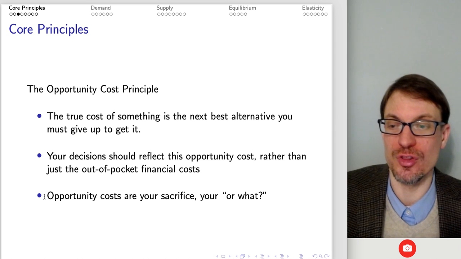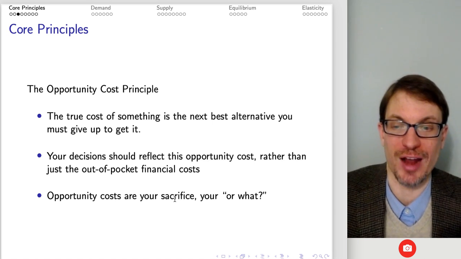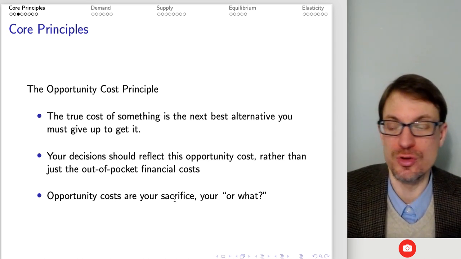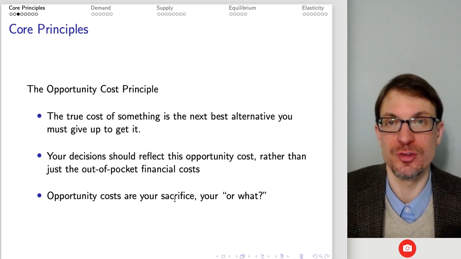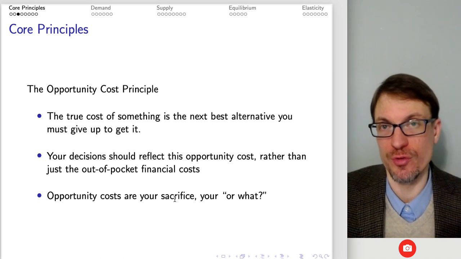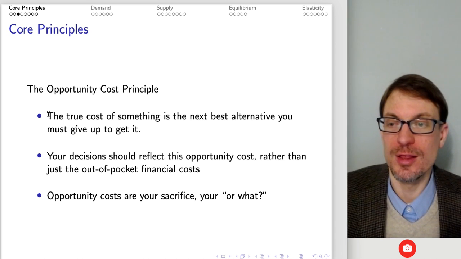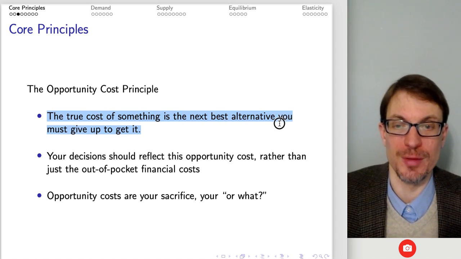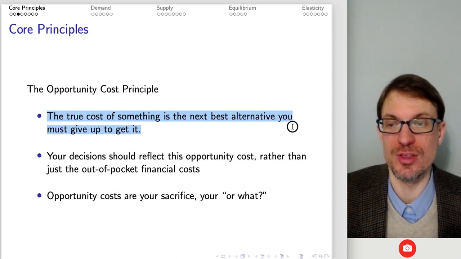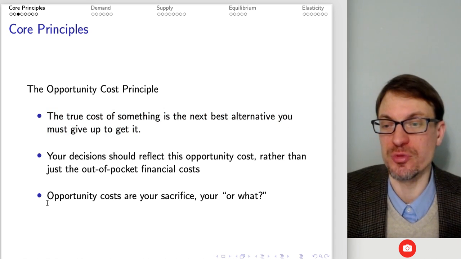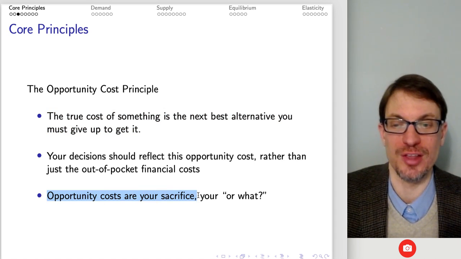All right, so then we have the opportunity cost principle. I say you should think of opportunity cost as your sacrifice. You want to think about you could do one thing or what else. So what is the other thing that you are foregoing when you make one choice instead of the alternative, right? This is reminding us the true cost of something is the next best alternative that you have to give up in order to get it. That's why I say you always want to think of opportunity costs as sacrifice.